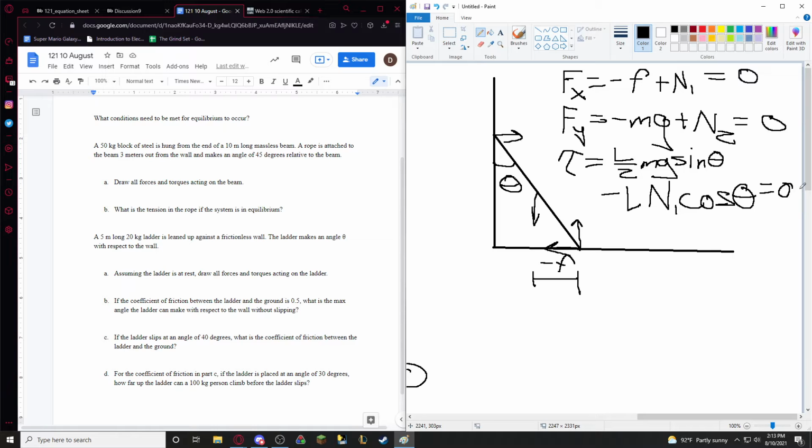So now, if the coefficient of friction between the ladder and the ground is 0.5, what would be the max angle that our ladder could make with respect to the wall without slipping? It'll take 5 minutes, then we'll go over it. Actually, let's go over B and C. If the coefficient is 0.5, what's the max angle the ladder can make? And also, if the ladder were to slip at 40 degrees, what would be the coefficient of friction? Take 5 minutes, then we'll go over it.